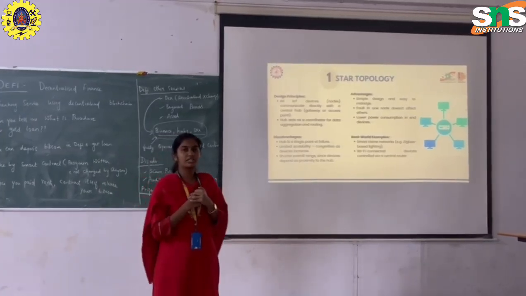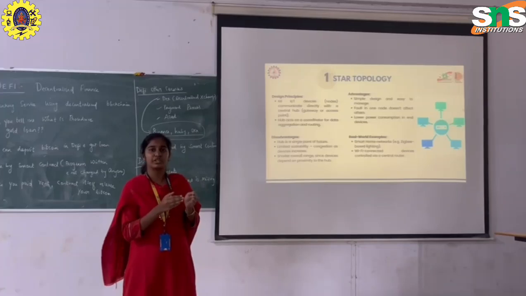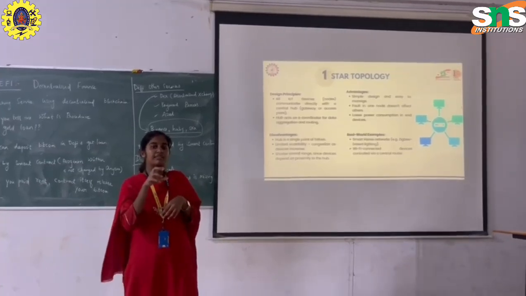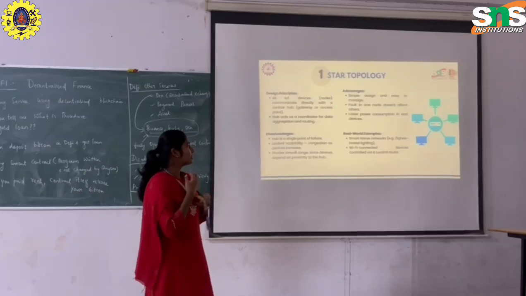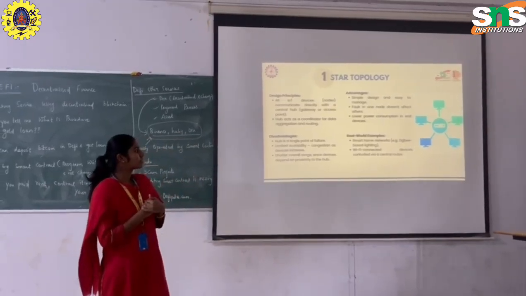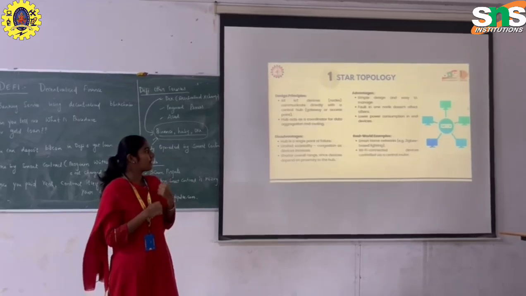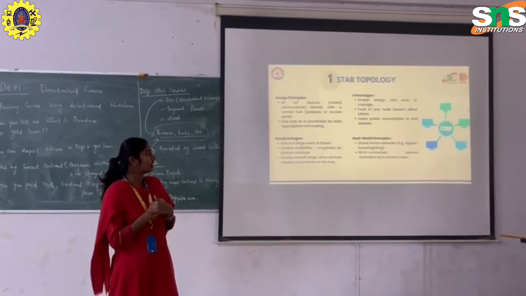Moreover, all devices are not dependent on each other. They are all dependent on the central device, which is the hub. Examples are smartphone networks, and also Wi-Fi connected devices controlled via a central device.